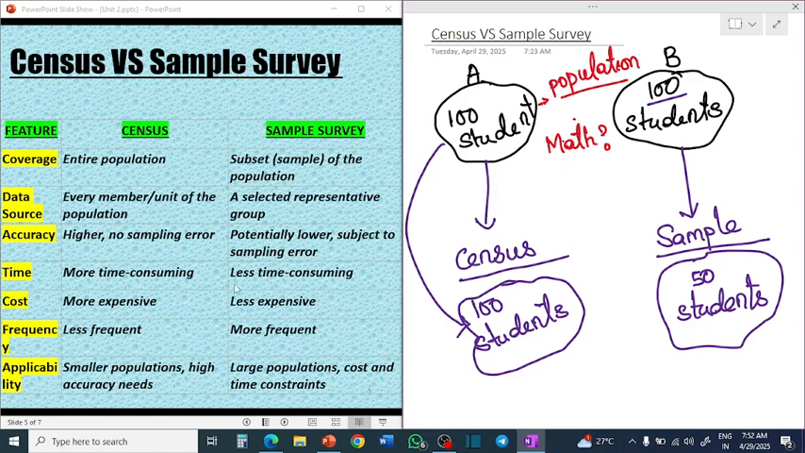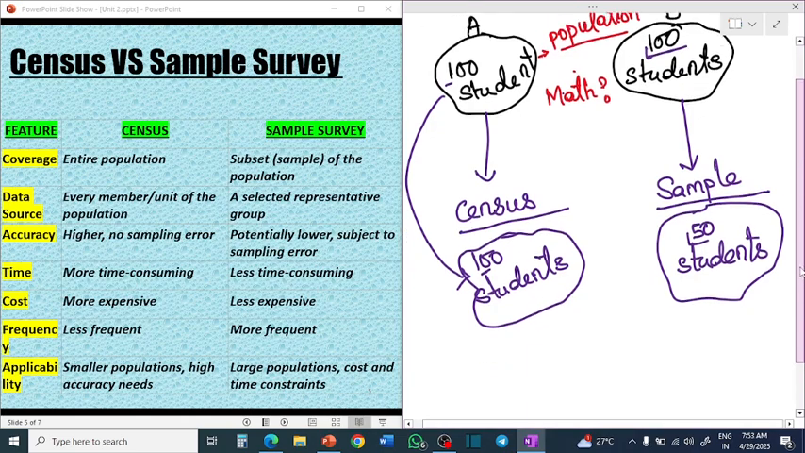So let's go through the differences. First difference between census and sample is coverage: entire population versus a subset of the population. In census we have taken the complete 100 students, and over here we have taken 50 students from the 100, so it is a subset of the population. In census every member of the population is taken, and over here there is a selected representative, like 50 students who will represent the 100 students. Now here the chance of sampling error is less.